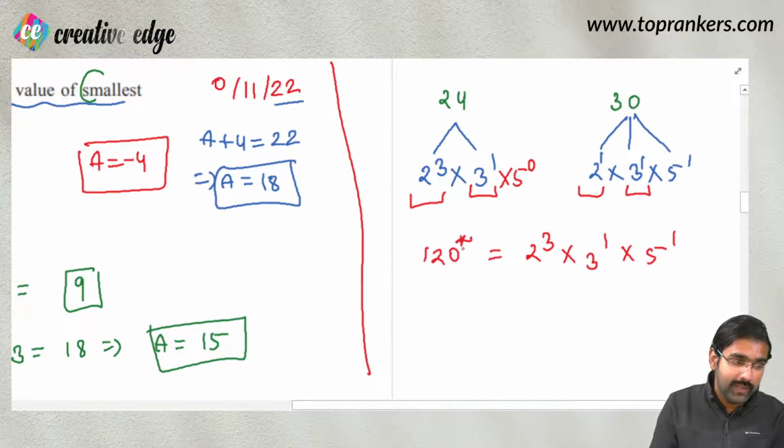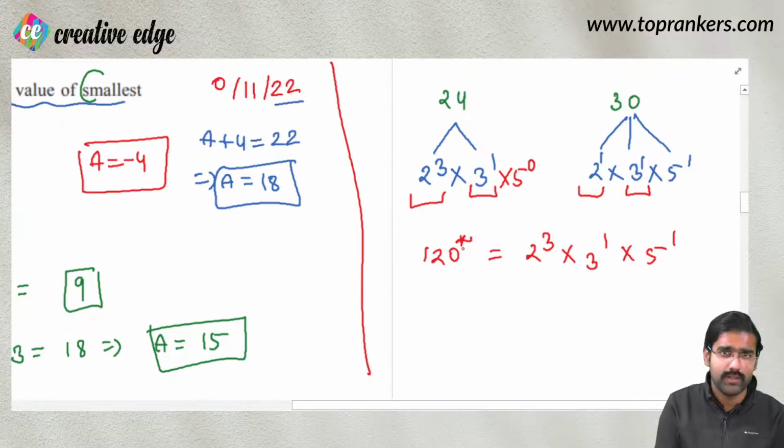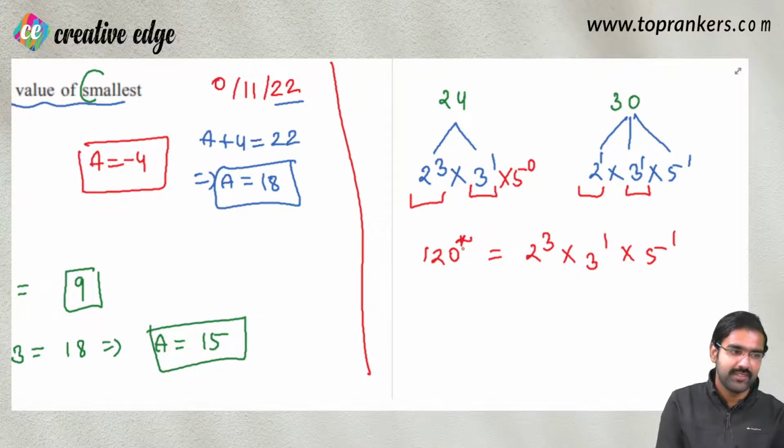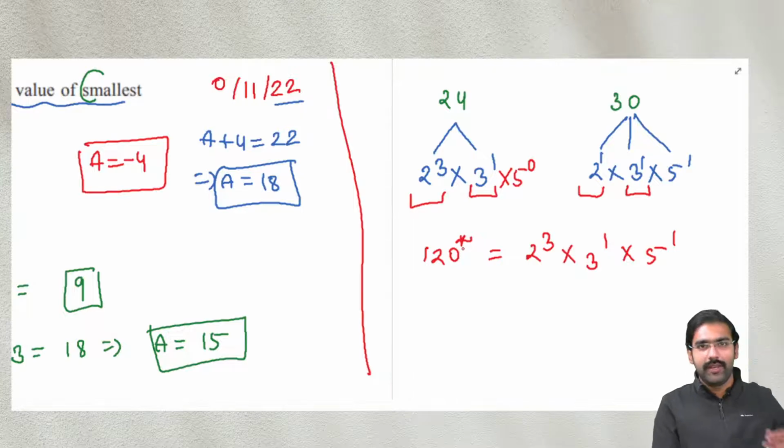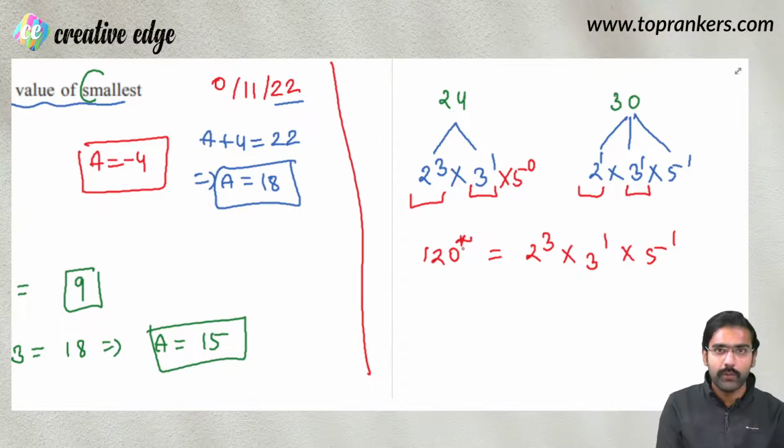Now the significance of 120 is quite simple कि वो 120 सबसे छोटा possible number है which is divisible by 24 and 30 simultaneously. It is impossible to figure out a number smaller than 120 which would be simultaneously divisible by 24 and 30 both.